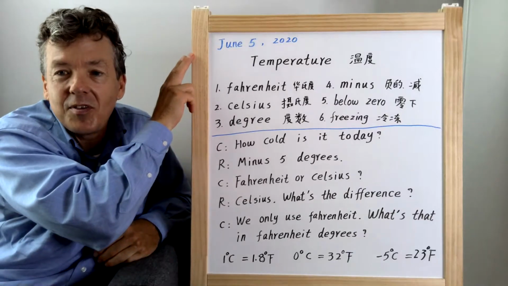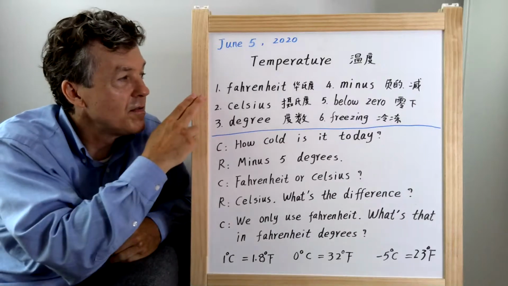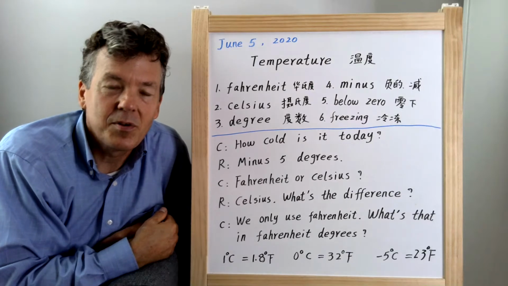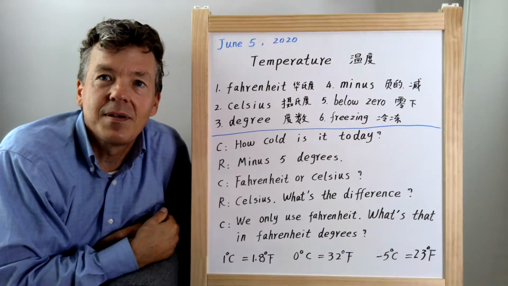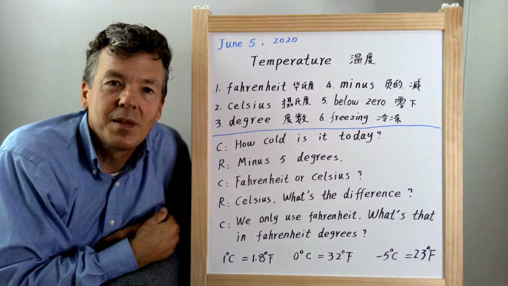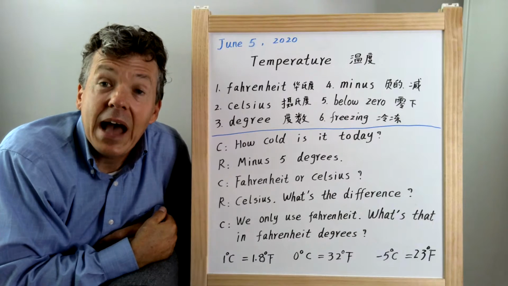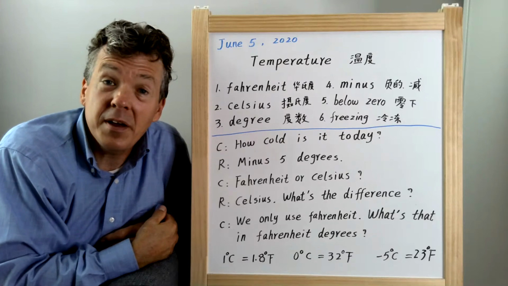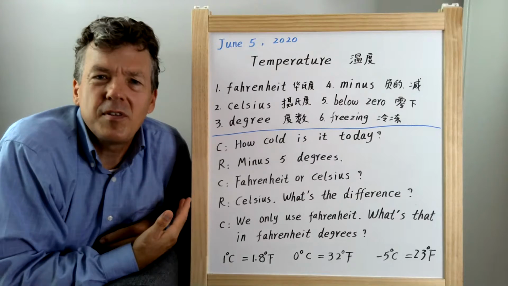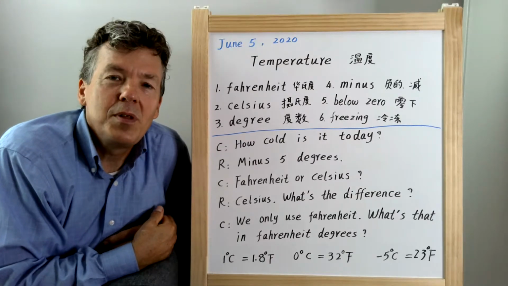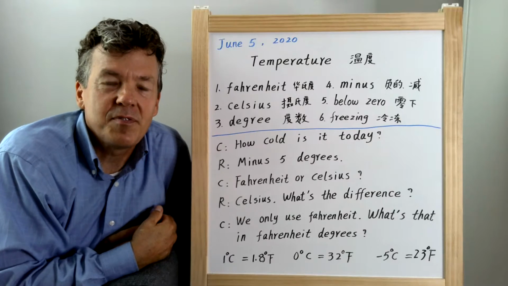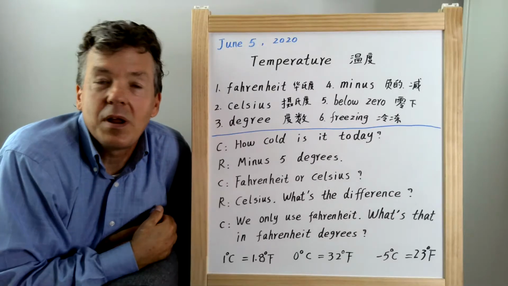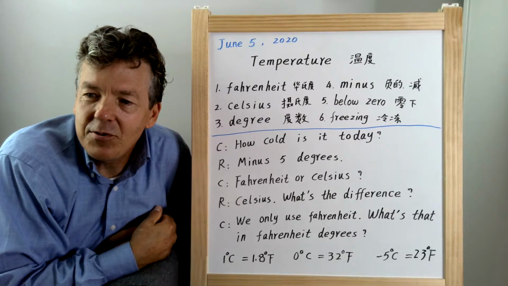Okay. So temperature. Fahrenheit. Celsius. Degree or degrees. Minus, below zero, freezing. How cold is it today? -5 degrees. Fahrenheit or Celsius? Celsius. What's the difference? We only use Fahrenheit. What's that in Fahrenheit degrees? Okay. All right. 23 degrees. 23. Okay.